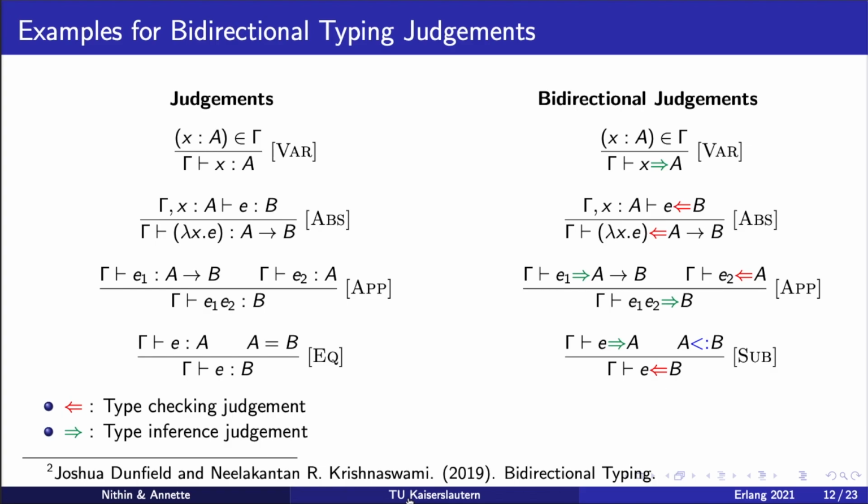Another case is the subsumption rule, where we change the direction. We want to check that a particular expression e has type b, so we infer the type of that expression e, and then we check that the inferred type is a subset of the type we provided to check against that expression.